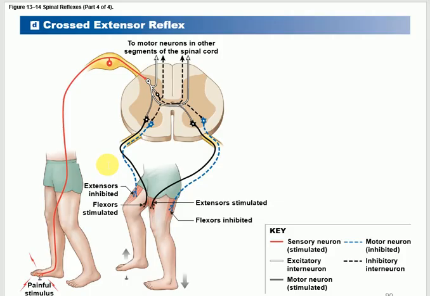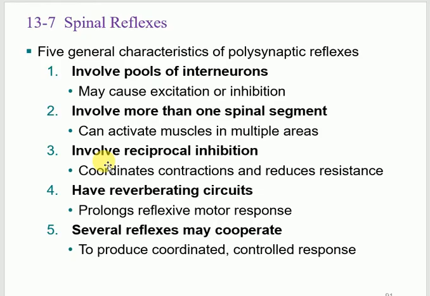Look at this here. You step on something painful with your right foot, and you need to move your right foot away, your right limb. You need to move it away, but guess what? You have to contract the left side. You have to extend it in order not to fall. And look at this. Do you see the crossing of the interneuron? Look at the white. Doesn't it cross to the other side? Crossed extensor reflex.